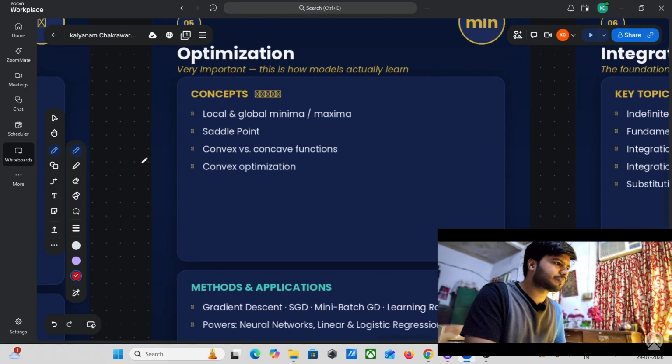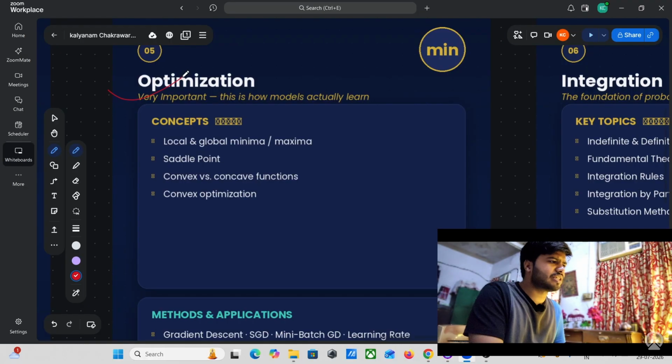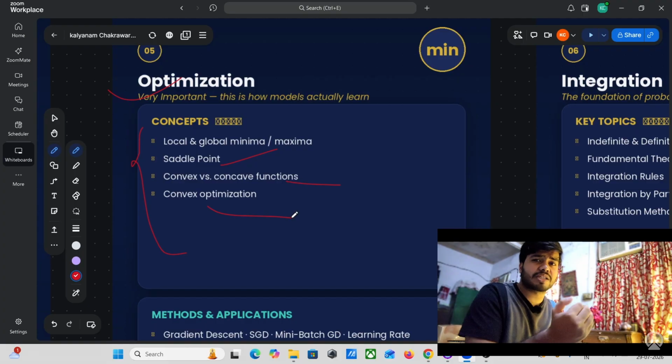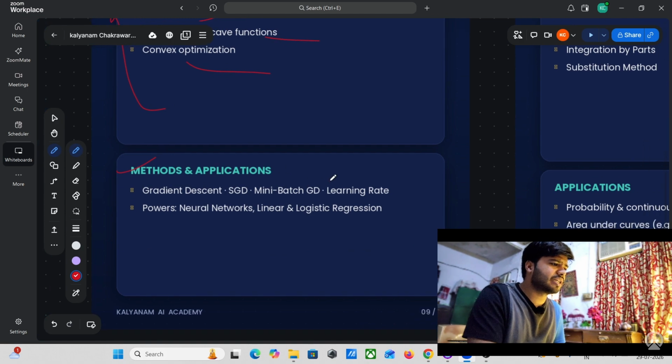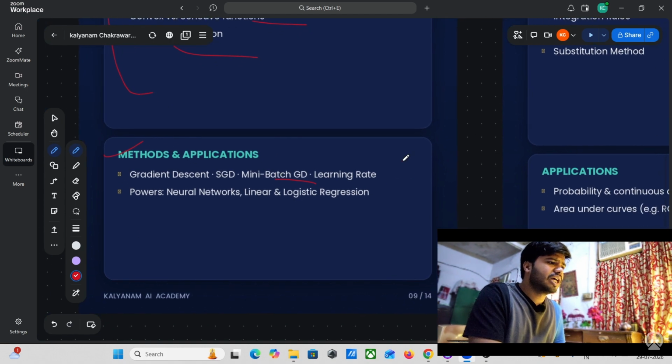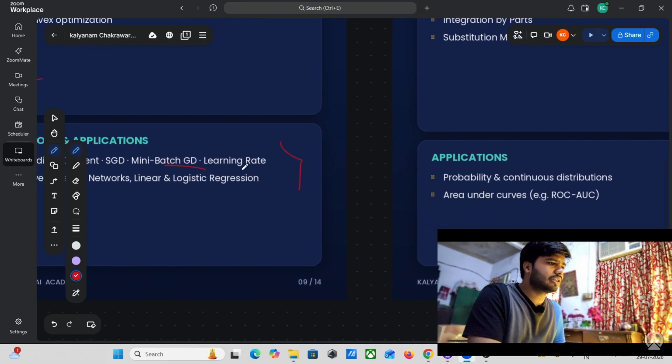And in the second part, optimization, you need to master local and global minima, saddle points, convex versus concave functions, and convex optimization. And the methods and applications where it is useful, like gradient descent and mini batch GD, and the learning rate. You will learn these in the machine learning section, the learning rate specifically.